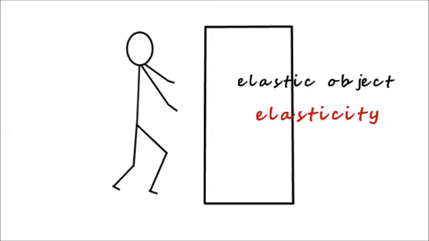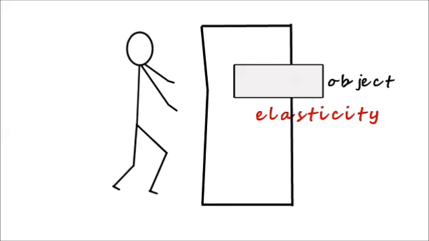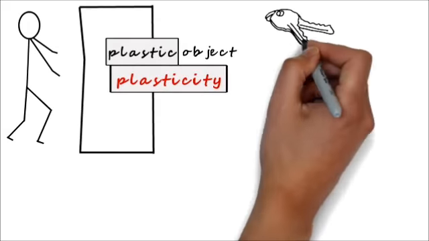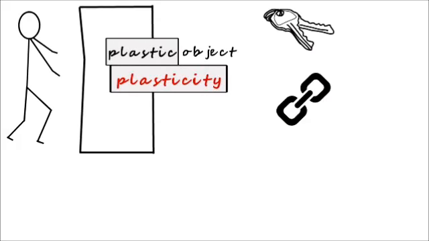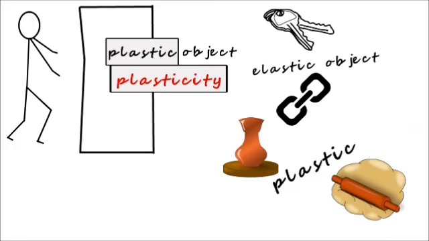property is called elasticity. If the object does not regain its original dimensions, the object is called plastic, and this property is called plasticity. Steel, iron, quartz can be said to be elastic materials, and clay, putty, dough can be said to be plastic. But remember, there are no perfectly elastic or plastic materials in the universe.